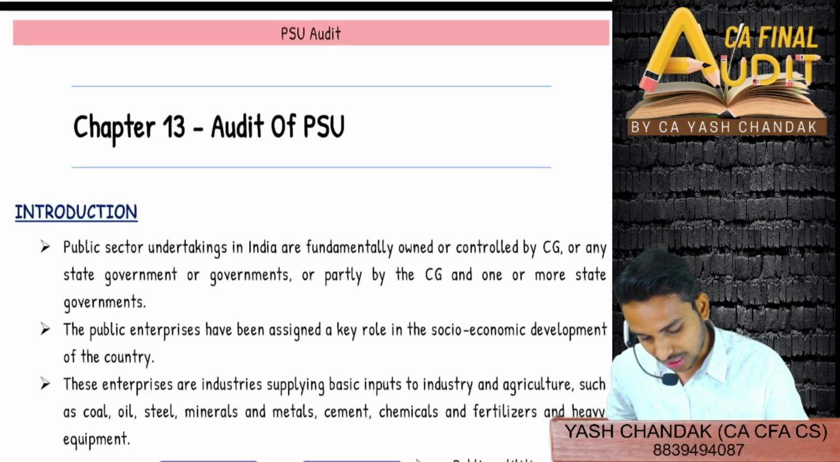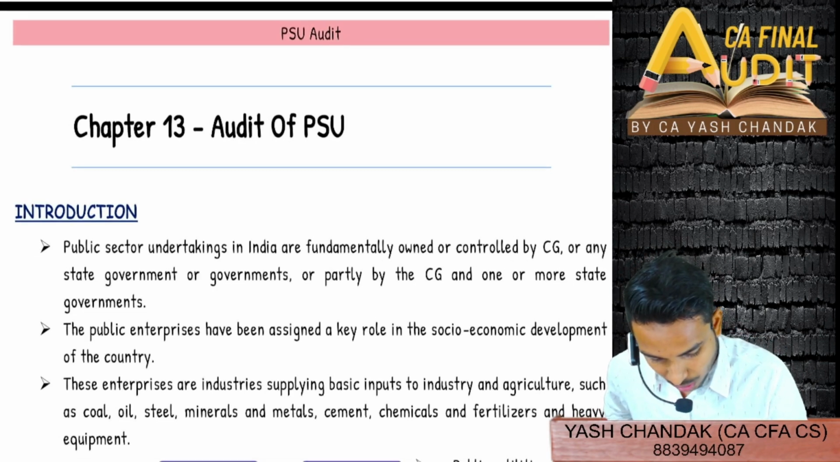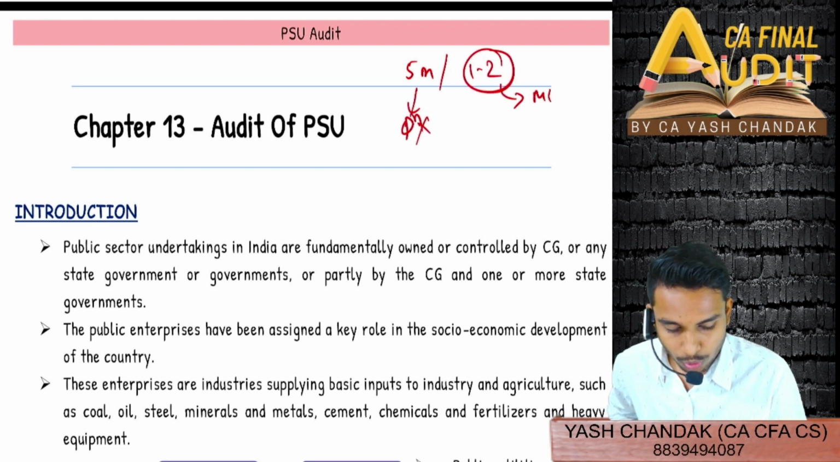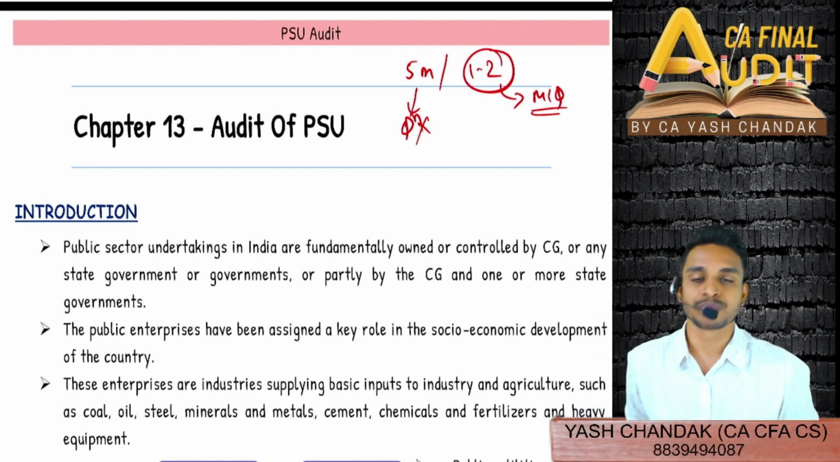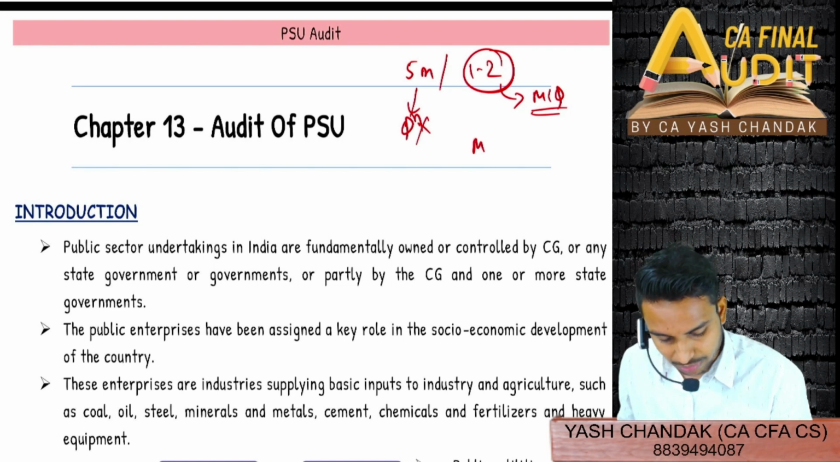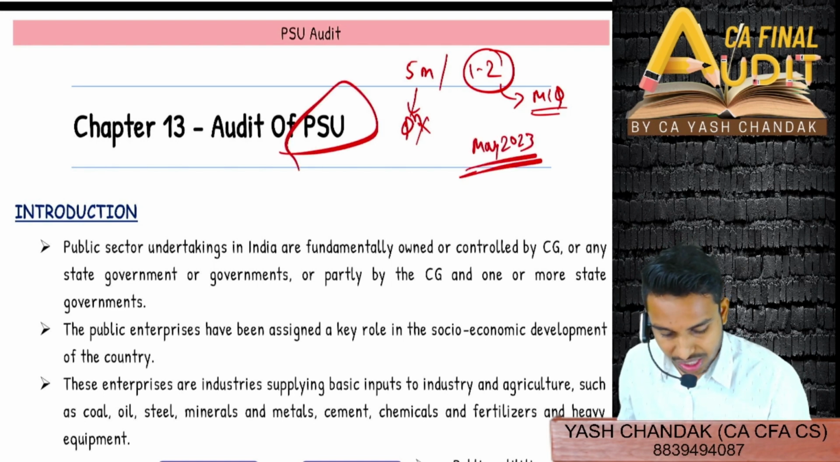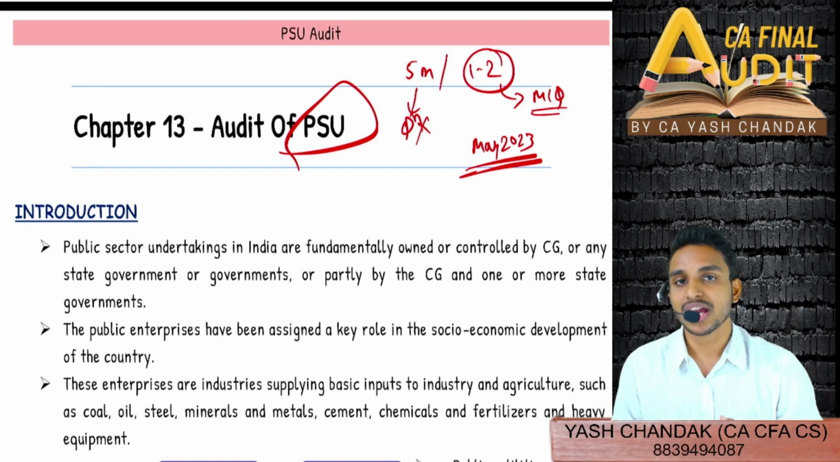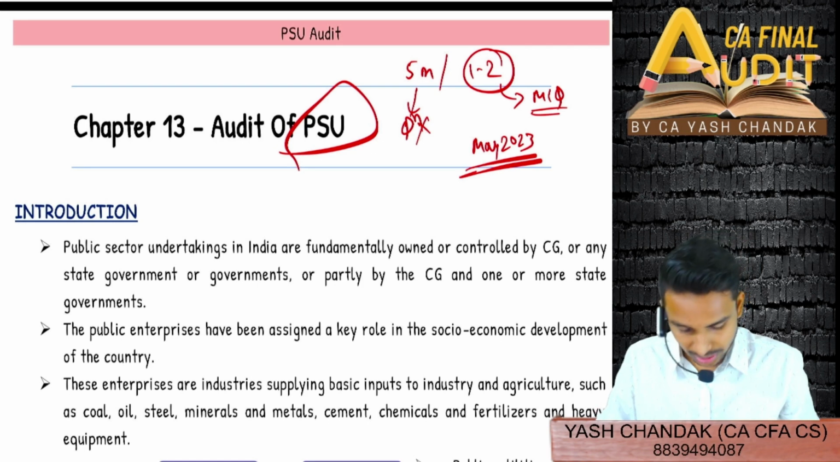So firstly, I'll talk about the weightage. Weightage is around 5 marks or around 1 to 2 marks. If at all a 5-mark question is not asked, then a 1 to 2 mark MCQ will definitely be seen in the MCQ section. So a 5-mark question can be asked, and particularly for the May 2023 attempt, I'm telling you, this chapter is really important, because it has not been asked in the last two attempts, and therefore I really sense that this chapter is really important for the May 2023 attempt.